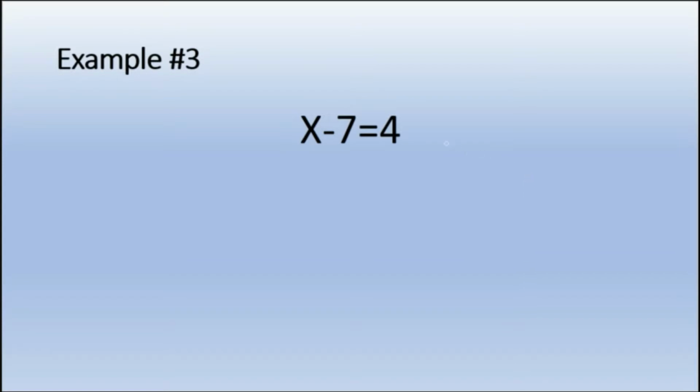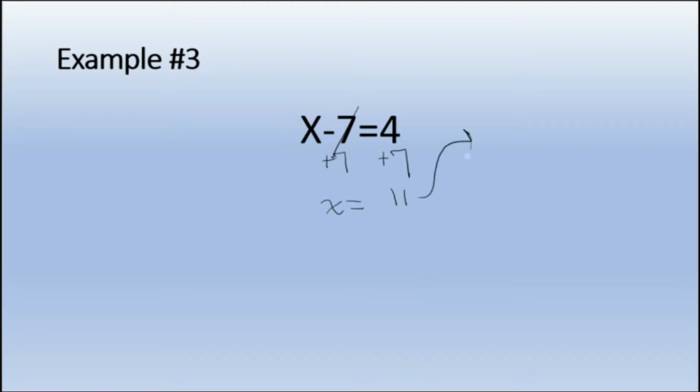So now we have a subtraction. Now that we have an x with a number being subtracted from it, we need to add that number to just get x. Okay. So we have a negative 7 over here, so we're going to add 7 to both sides. That leaves us with 0. 4 plus 7 gives us 11. So we have x equals 11.